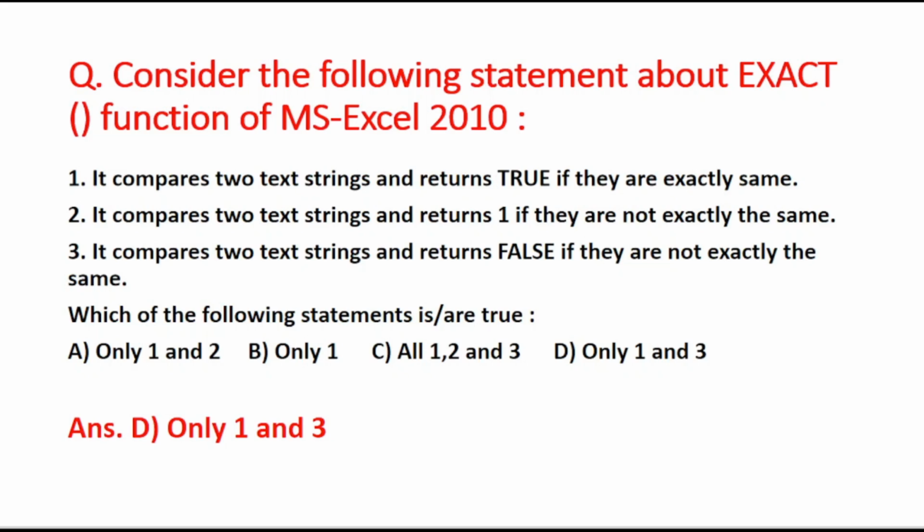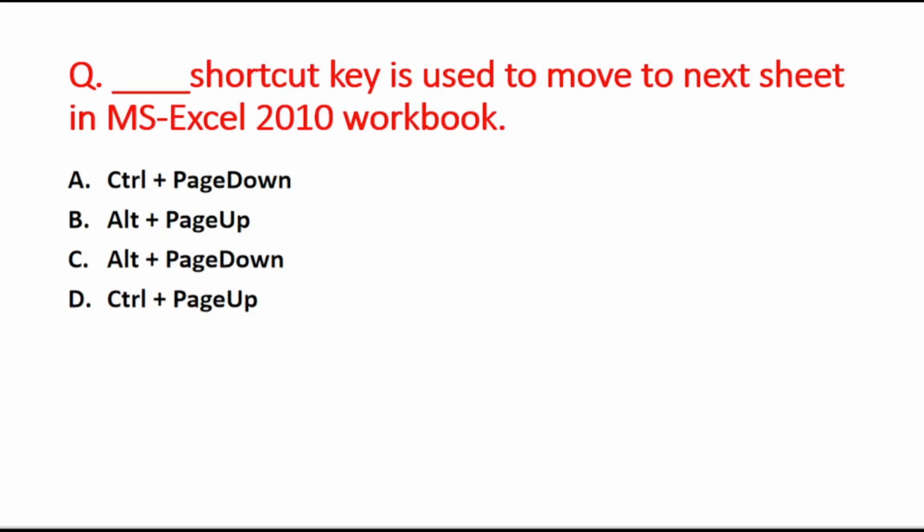Next question is, blank shortcut key is used to move to the next sheet in MS Excel 2010 workbook. Your A option is Control plus page down, B option is Alt plus page up, C option is Alt plus page down, and the D option is Control plus page up. So the right answer is option A, that is Control plus page down.